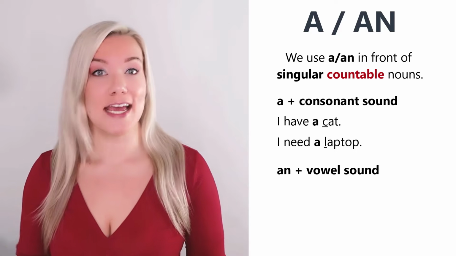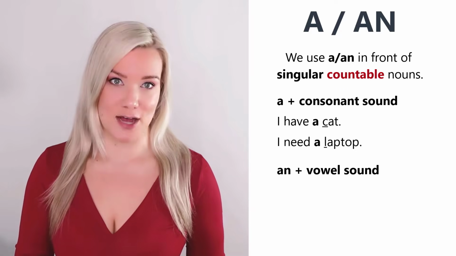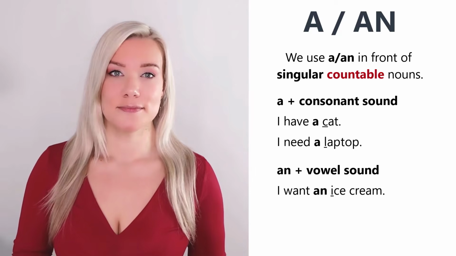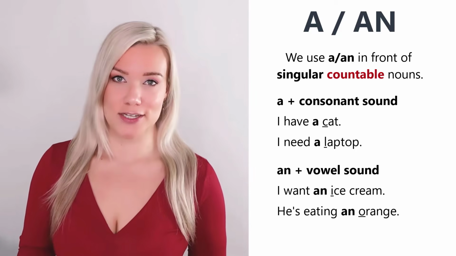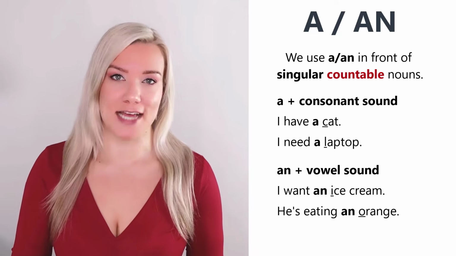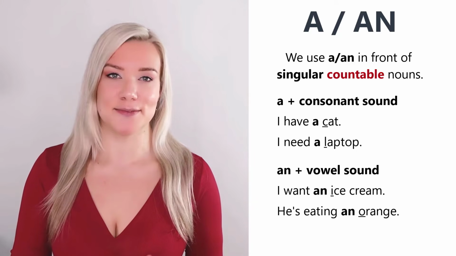An is used when the next word starts with a vowel sound. For example, I want an ice cream. He's eating an orange. Both ice cream and orange begin with a vowel sound, so we use an.